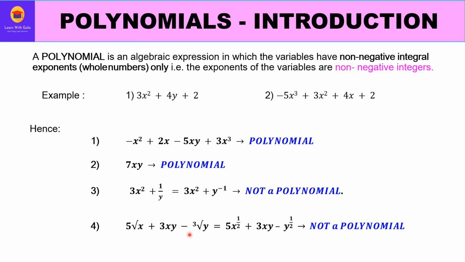Now let us take the case of fourth example over here, root x and root y. Now these are the radical forms. If you write in exponential form, you will get x raised to power half and y raised to power half, which is again a fraction. It is not an integer, right? So it is not a polynomial. Again, this is not a polynomial. So very important point to note over here, in a polynomial we should always have non-negative integral exponents. That means the power of the variable should always be positive, right?